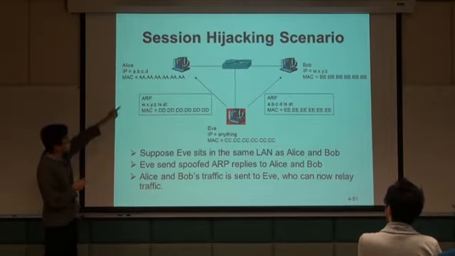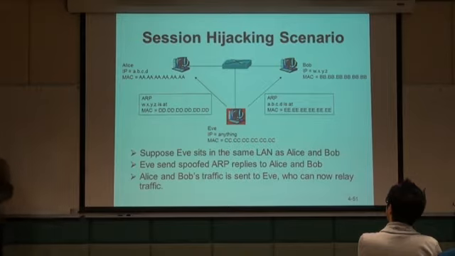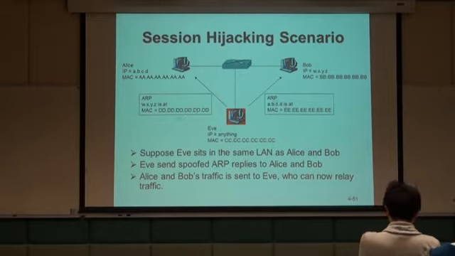Alice talks to Bob using the IP address. Alice has the IP address ABCD, and Bob has the IP address WXYZ. Now Eve will just send a spoofed ARP request with the IP address of Bob with another MAC address, and also it will send the ARP spoof request with ABCD and also this fake MAC address.